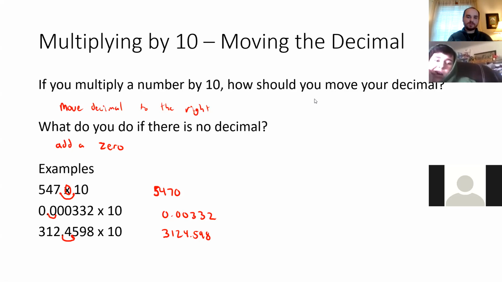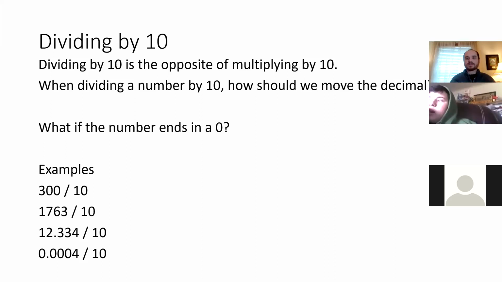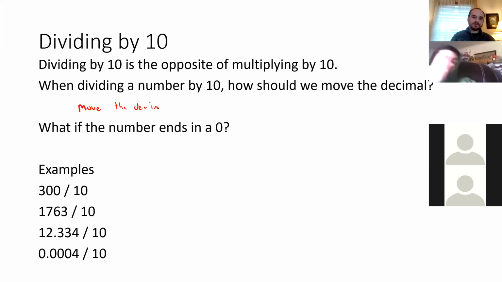Is everybody ready to move on? Yes. All right, now dividing by 10. So dividing by 10 is the opposite of multiplying by 10. You all already know that. So my question is, when dividing by 10, how should we move the decimal to answer this quickly? Addie, go ahead. You would move the decimal to the left. Right, we're going to move the decimal left.